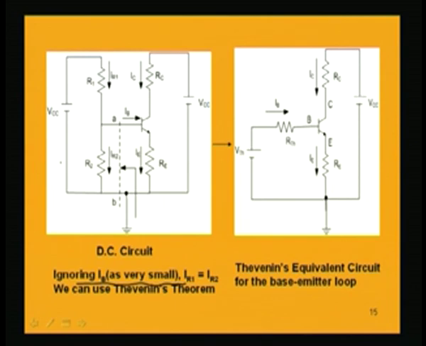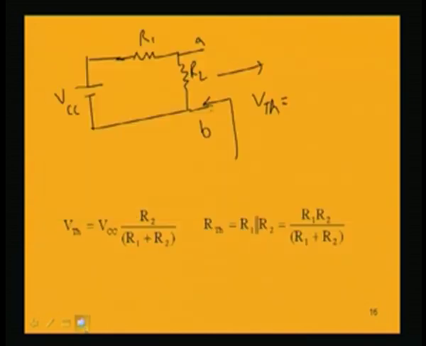So, this point is to be noted. Now, this same current should flow, otherwise you cannot find the Thevenin's equivalent in this way. So, what is the Thevenin's equivalent voltage across these 2 points? VCC into R2 by R1 plus R2.